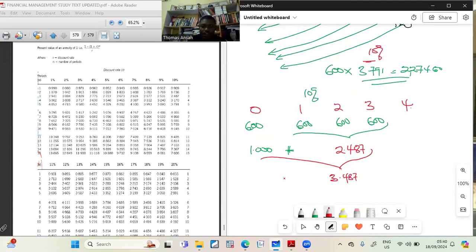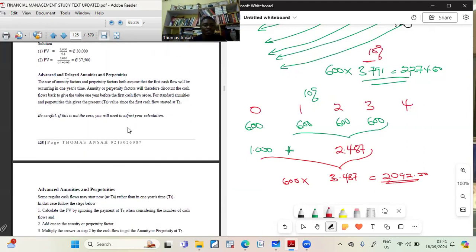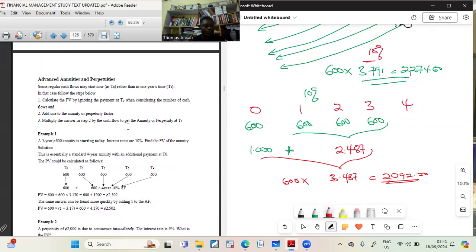3.487. And so if I now multiply it by my 600, what do I have? 3.487 by 600 gives me 2092.20. So that is how we go about doing an advance annuity. All right. So basically that is that.